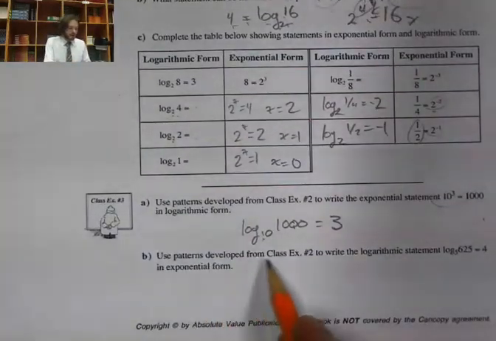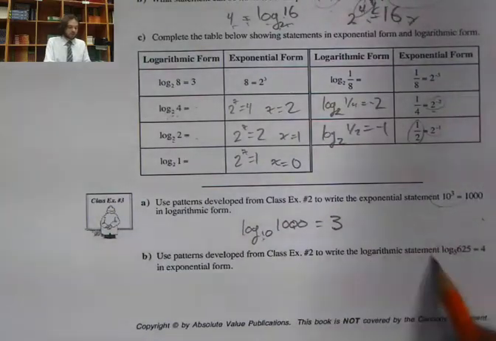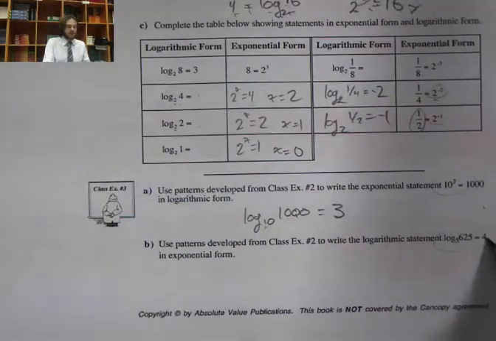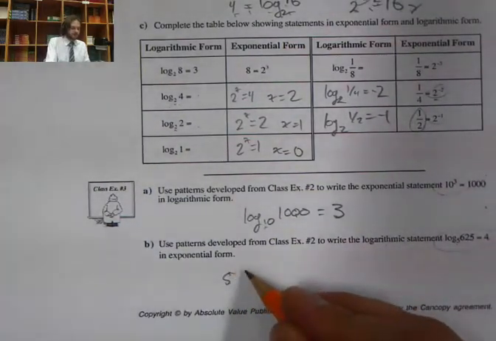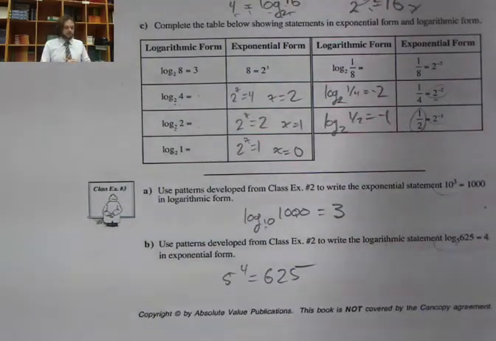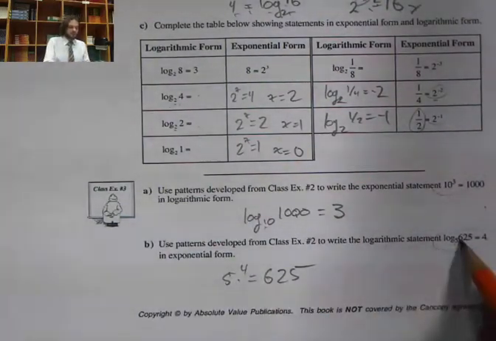Then it says use the patterns to develop a logarithm for this one. Okay, a logarithmic sentence for this one in exponential form. So that means 5 to the power of 4 is equal to 625. And that's it. This is equivalent to that.